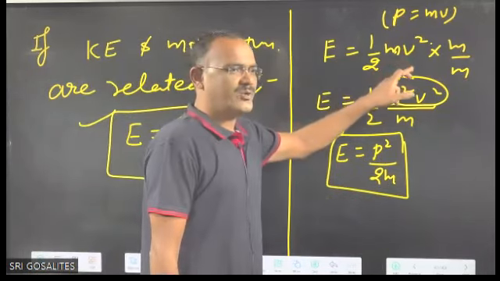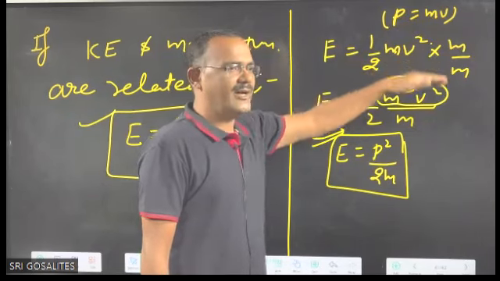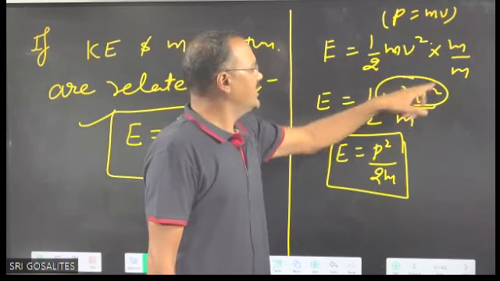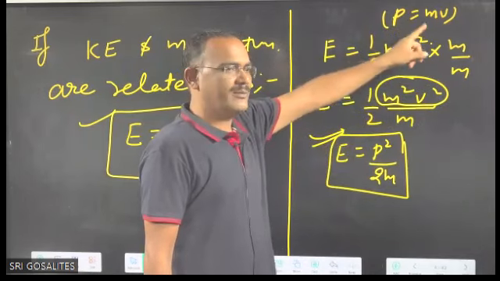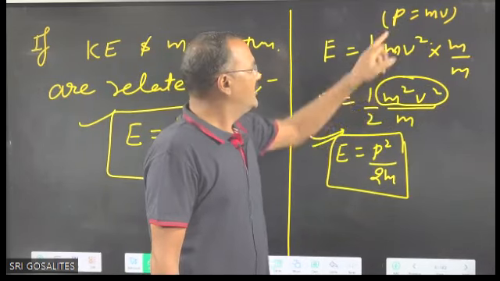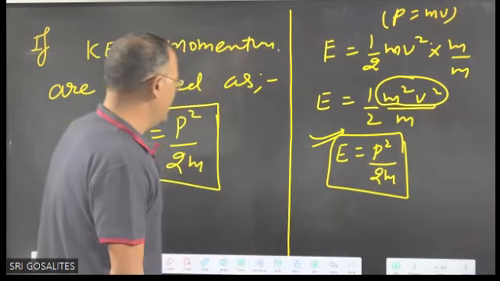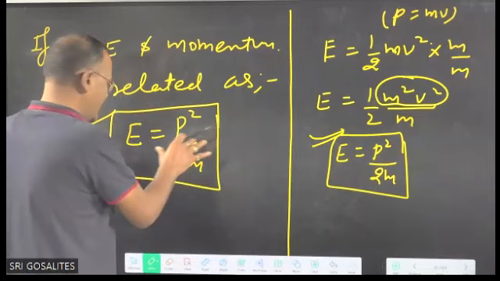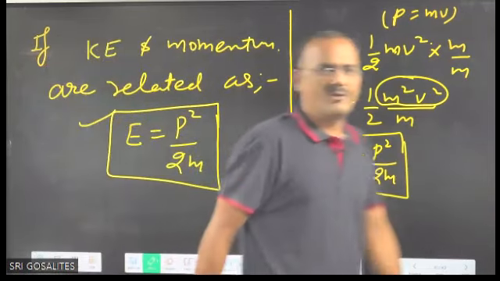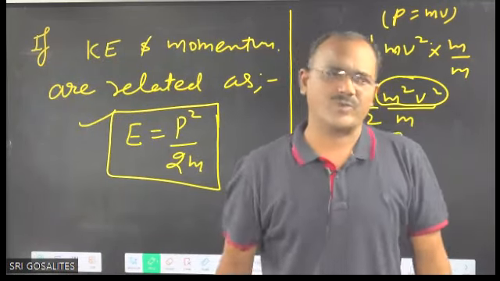E is half mv square, beta, multiplying with m and m, square v square by m. Momentum is mass into velocity. So this is P square upon 2m. Is this fine? So this way kinetic energy has two formulas. One is half mv square, second is P square upon 2m.